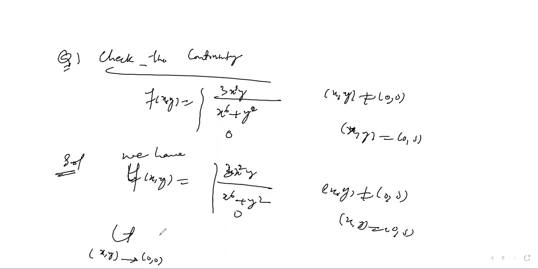फिर is equal to, यहाँ पे किसका लिमिट है, किस फंक्शन का। Limit of 3x square y, 3x square y divided by x power 6 plus y square. ओके, अब बताओ, हमें क्या लेना है, टेकिंग, this is the meaning.